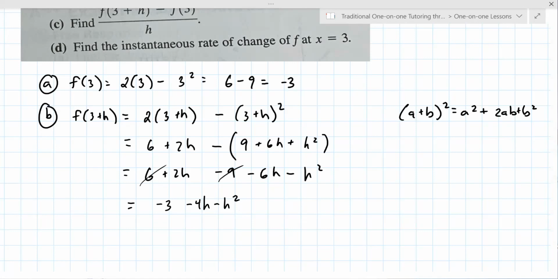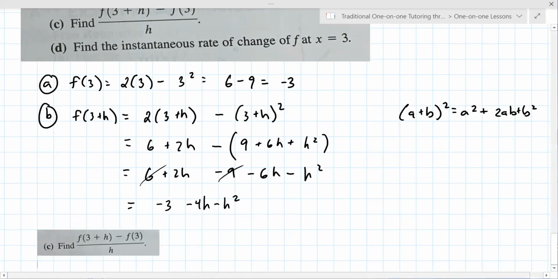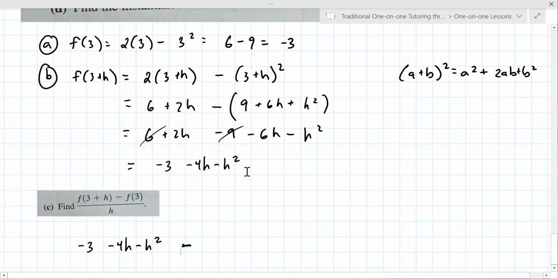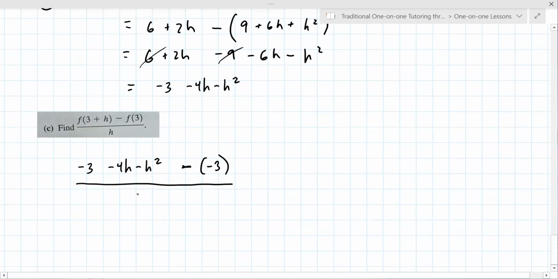Okay, so part C is to find f of 3 plus h minus f of 3, and you already have the pieces to do that. We're just grabbing parts from A and B. So f of 3 plus h is this stuff that I just grabbed there. Then f of 3 plus h minus f of 3, which we found from part A, that's minus 3, all over h. This can be simplified. So it becomes minus 3 minus 4h minus h squared plus 3 all over h, and you'll see that the 3's cancel.